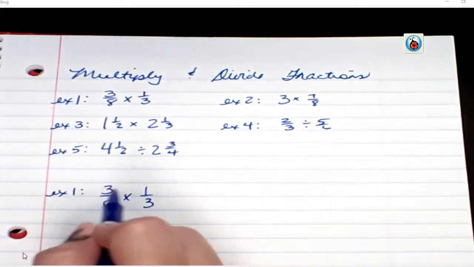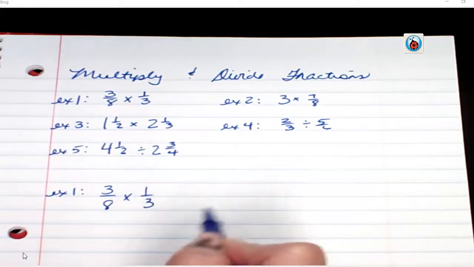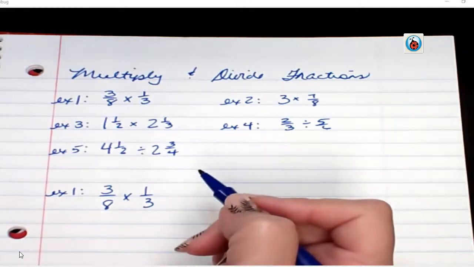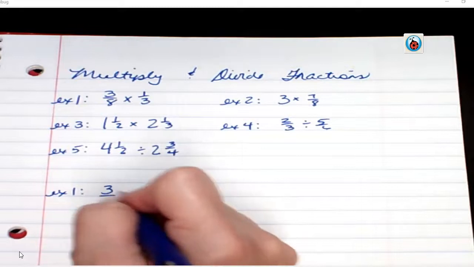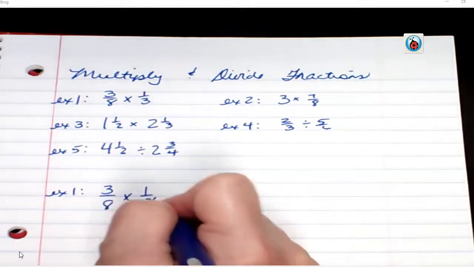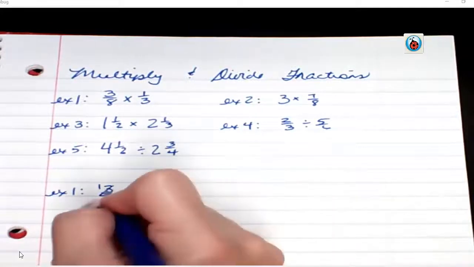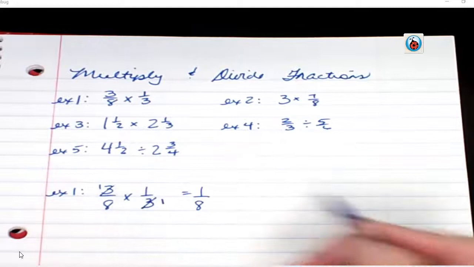Here you have two options. You could simply multiply across left to right and then reduce your answer, or you can reduce first. That's the method I prefer. I know that 3 and 3 can be reduced. 3 goes into 3 once. 3 goes into 3 once. 1 times 1 is 1. 8 times 1 is 8.